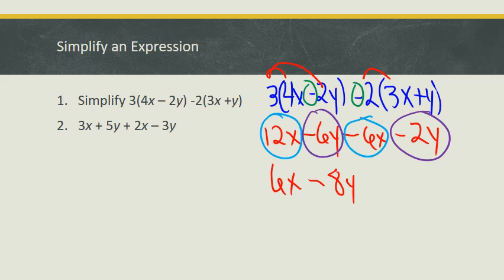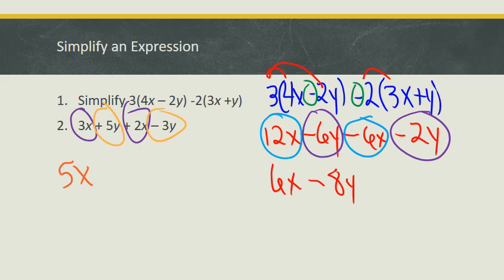All right, now let's look at the number 2. We got 3x plus 5y plus 2x minus 3y. Well, really all I've got to do here is combine like terms. So let's see what we got. I got a 3x here, and I got a 2x here. And then I've got a 5y here and a negative 3y there. And so if I combine those like terms, well, 3x plus 2x is going to be 5x.